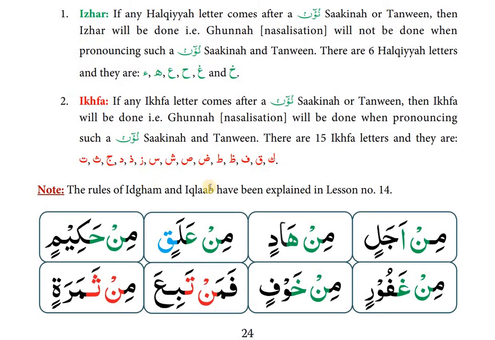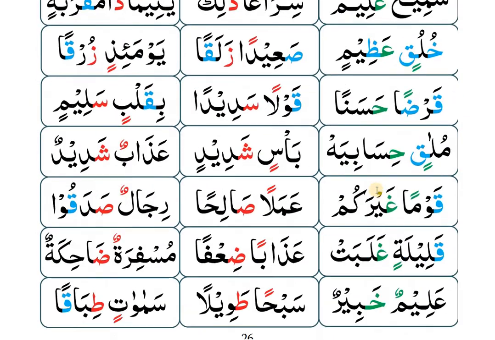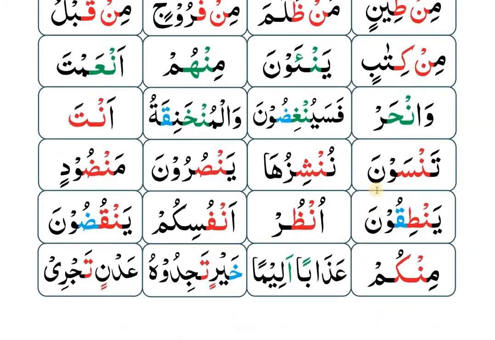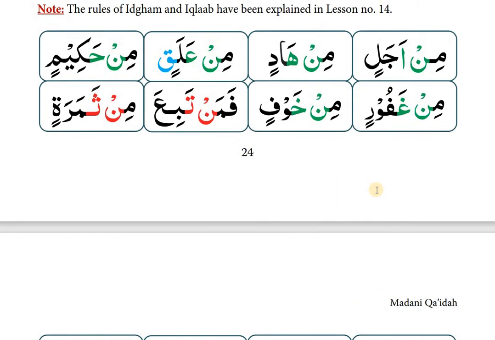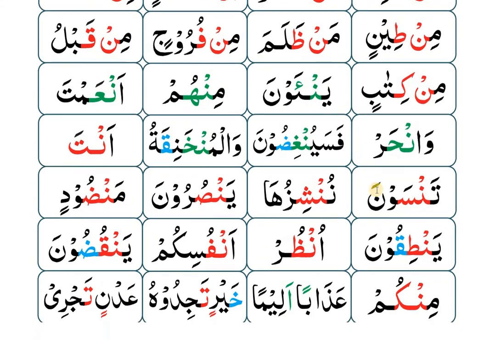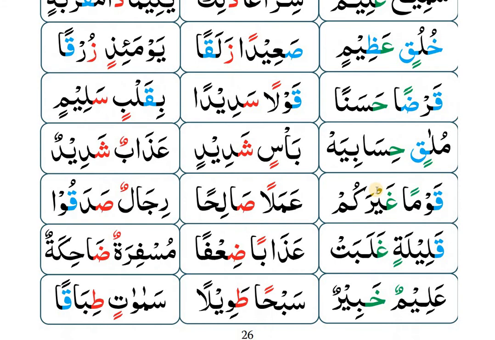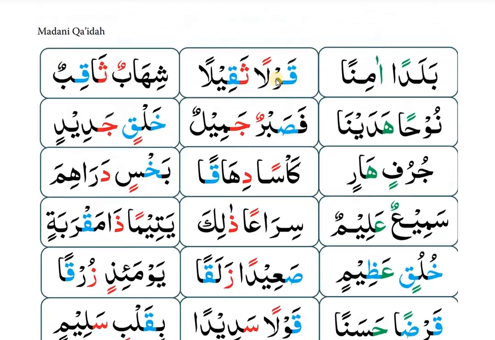Note: the rules of idgham and iqlab are explained in lesson number 14. Inshallah, in lesson number 14, we will learn about idgham and iqlab, the other two cases of noon sakin and tanween. This is very easy, just remember these rules. I am not going to read the whole exercise, I just gave you examples. Please read the whole lecture properly, and if you don't understand any word, you can ask me in the comment section.